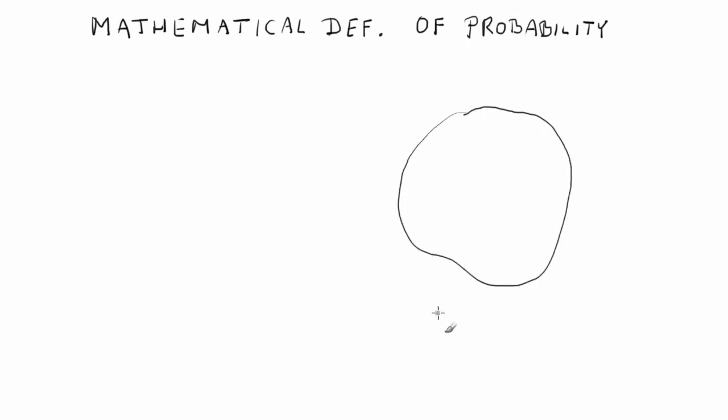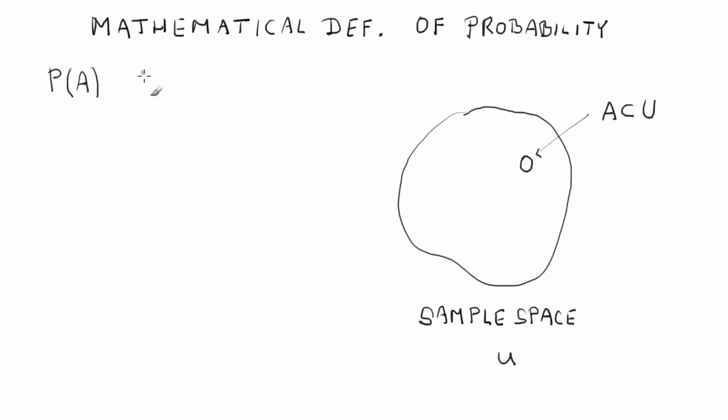Let U be a set of all possible events, the so-called sample space. Let A be an event or a set of events from this sample space. A is a subset of U. Then the probability P of A is a number obeying the following three conditions that are known as Kolmogorov axioms.